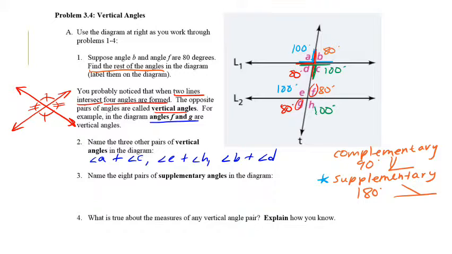Again, I'm looking for angles that are directly opposite each other, just like in this diagram over here, how these are vertical angles, for example. So the next thing we're going to do is name the pairs of supplementary angles in the diagram. And so just to give you a clue, for example, angle A and angle B are one pair of supplementary angles. So see if you can find all 8.